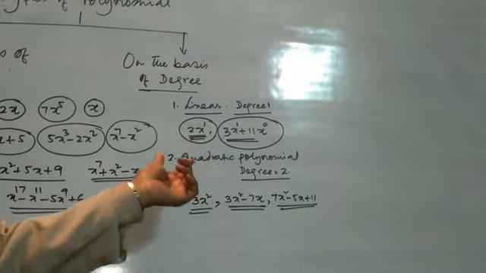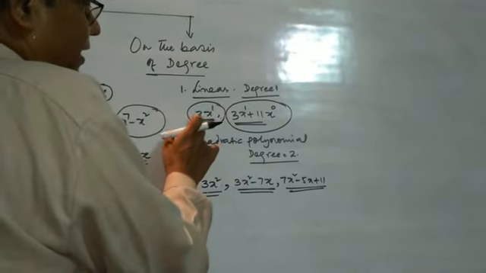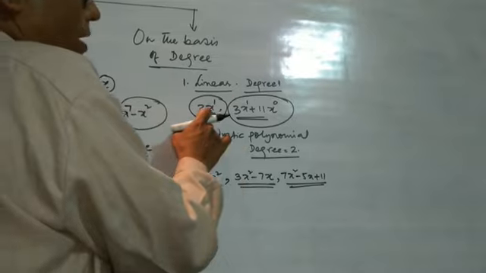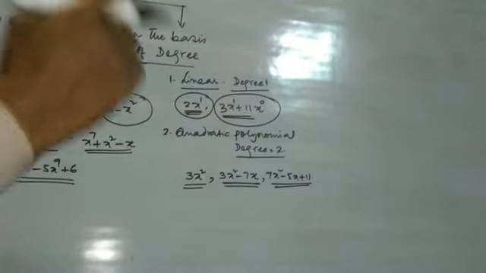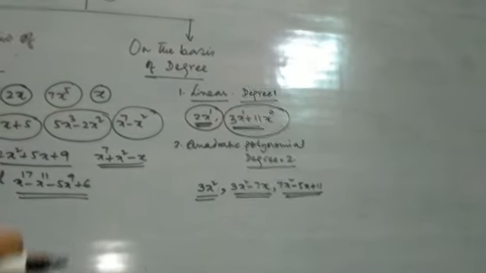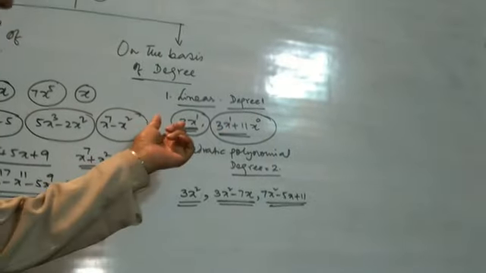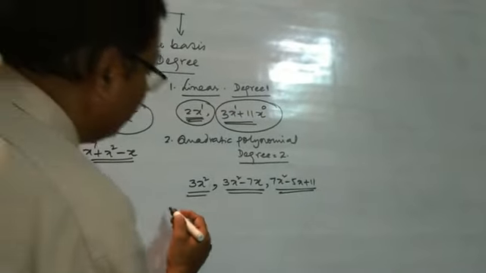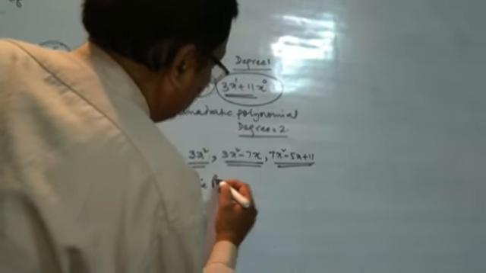In case of the linear polynomial, degree 1, what are we finding? Linear monomial, linear binomial. So if it is asked what is the maximum number of terms that a linear polynomial can have? 2. Minimum number of terms? 1. The third one is the cubic polynomial.